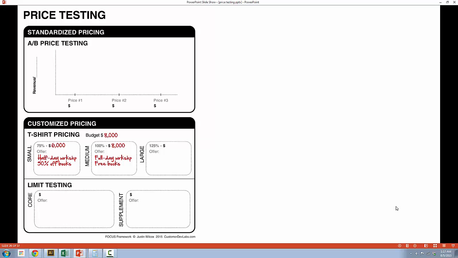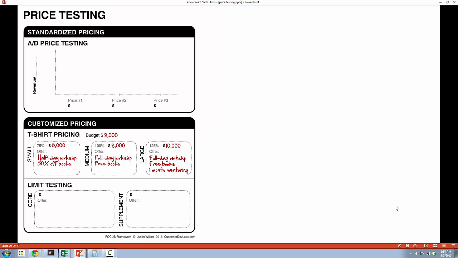But what we also want to do is offer the large option. What the large does is it sort of pushes the boundary of their budget to make sure that they're giving you the optimal currency to meet your needs while still offering them additional value. So what you do here is you say, hey, you know what? For a little bit more, for 25% extra, which is probably their most likely budget, for $10,000, I can give you a full-day workshop, free books, plus a month's worth of mentoring for your team.